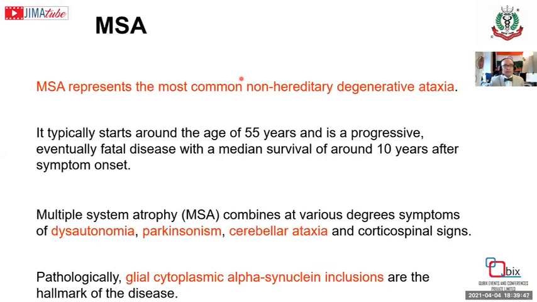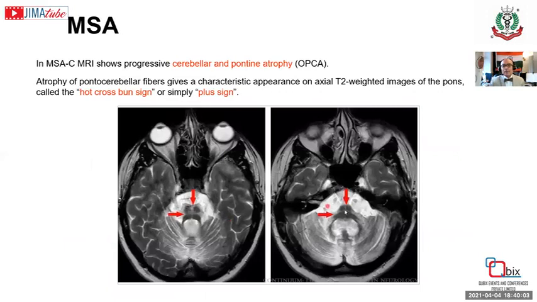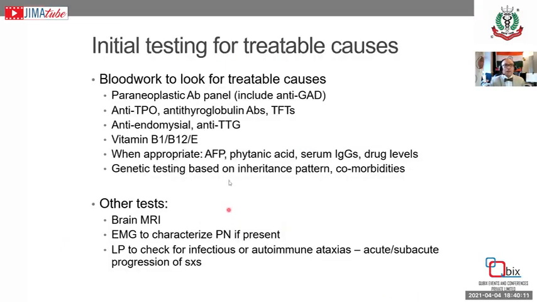Now, moving on to the degenerative ataxias, we have multiple system atrophy, which is degenerative, non-hereditary, presenting with a constellation of Parkinsonism, cerebellar ataxia, corticospinal tract signs, and autonomic nervous system dysfunction as well. And everybody is familiar with the hot cross bun sign or the plus sign because of the pontine fibers that is shown out here.